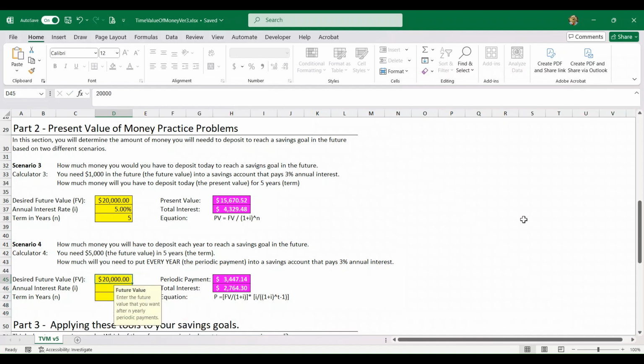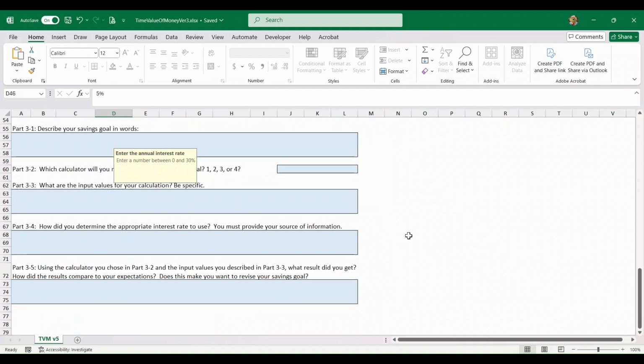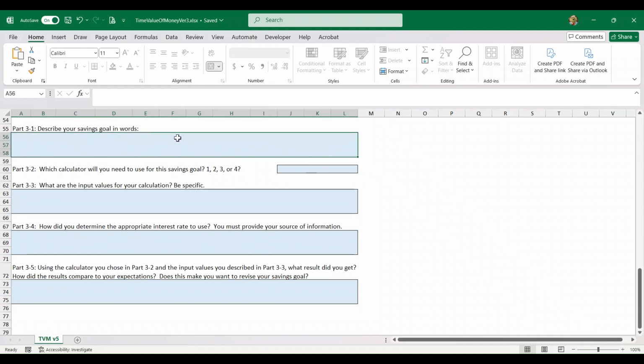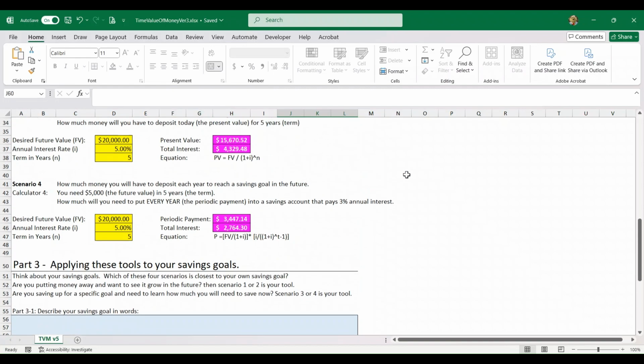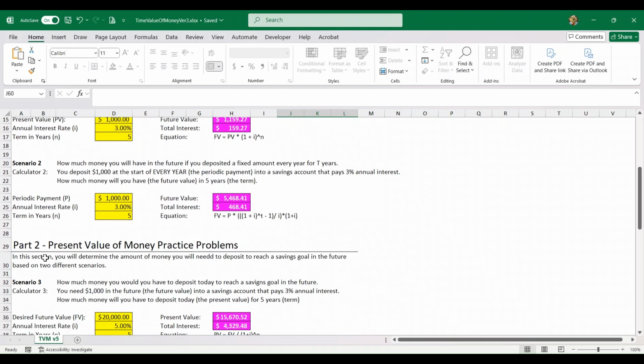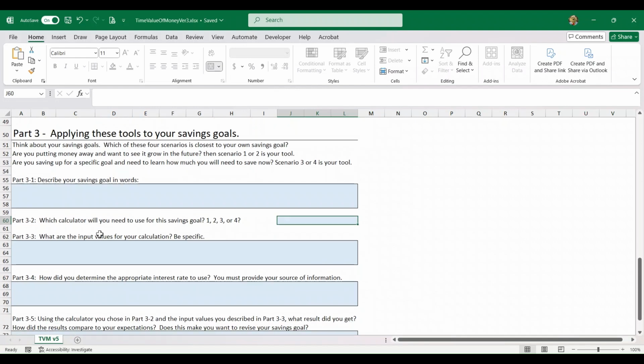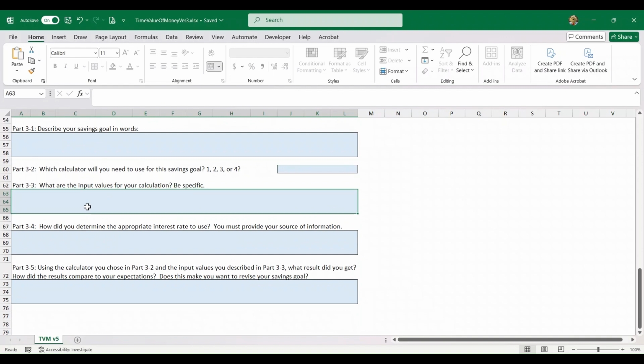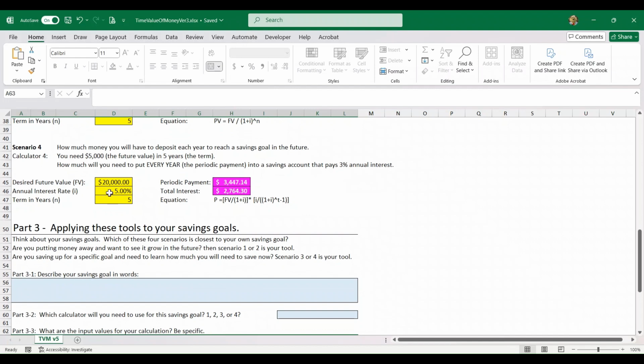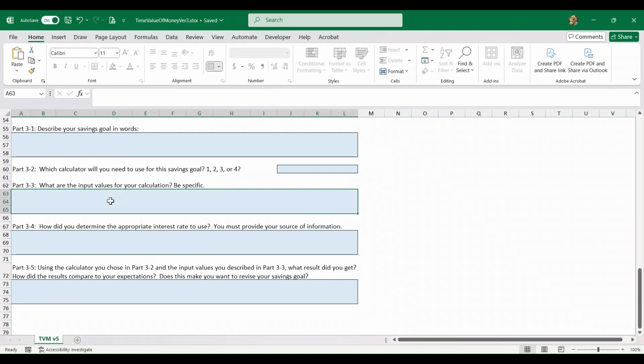So I don't know what your particular savings goals are, but that's what I want you to think about. And so what you're going to do is put those savings goals in this part 3-1 spot in blue, and you're going to enter just describing your savings goals in words. Then tell me which of the 4 calculators you are using. So calculator 1, 2, 3, or 4. Which one are you using? And then you're going to tell me what the input values are that you're using for your calculations. So you need all the stuff that you're going to be putting in the yellow boxes. So what are those?